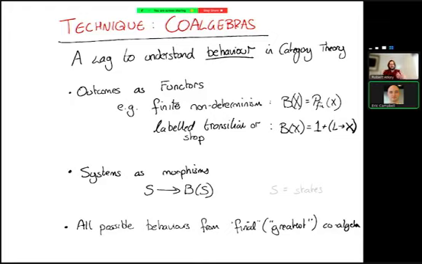Another technique is co-algebras. This is a way to understand behavior in category theory. We can think of outcomes as functors, so maybe finite non-determinism. We can think of finite powerset, labelled transition systems, where we have a stop, or we have a label that goes to a new state. And then again, we model things as morphisms. Now, a system is a morphism. We take a state, we have some behavior, and then have a new state. And all possible behaviors form a final co-algebra. Okay, so that's some techniques from there.